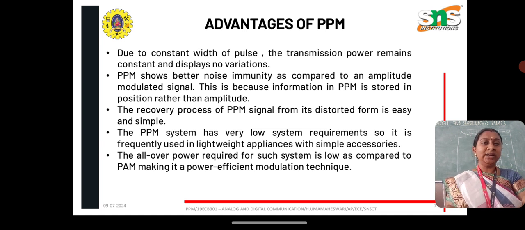The various advantages of pulse position modulation are: due to the constant width of the pulse, the transmission power remains constant and displays no variations. Then it shows better noise immunity as compared to an amplitude modulated signal. This is because the information in PPM is stored in position rather than the amplitude. Then the recovery of the PPM signal from its distorted form is easy and simple. Then it has low system requirements.